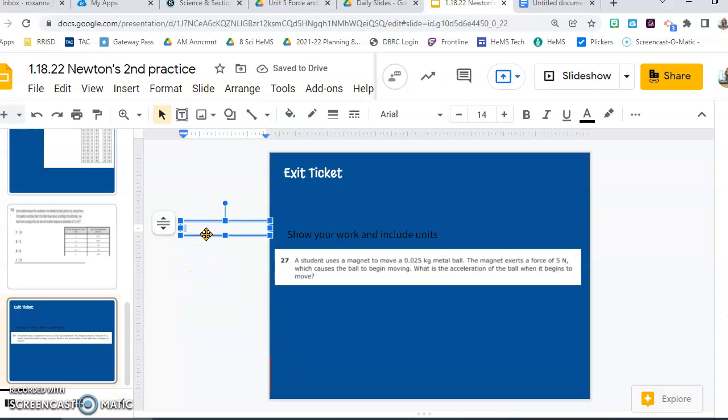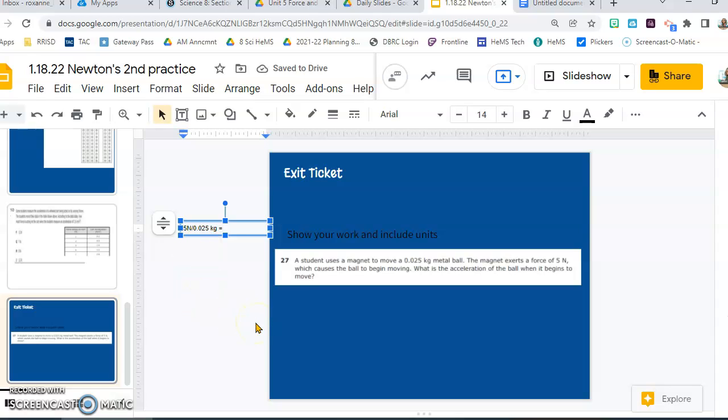And it says to include the units. So I want 5 N divided by 0.025 kg equals, oops, not plus, equals, move that down.